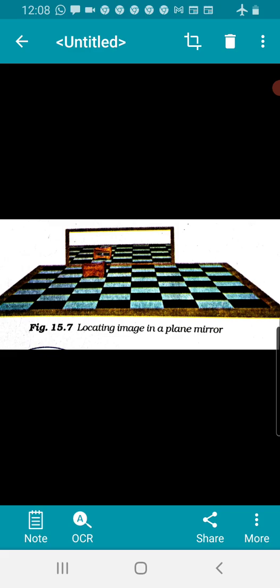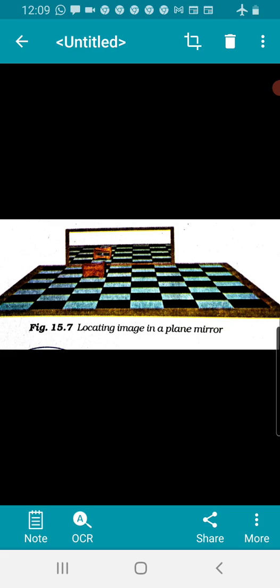Did you find any relation between the distance of the image from the mirror and that of the object in front of you? You will find that the image is at the same distance behind the mirror as the object in front of the mirror. So, here we have studied that in the plane mirror, number one, the image formed is of the same size. Number two, the distance between the mirror and the object is equal to the distance between the mirror and the image.